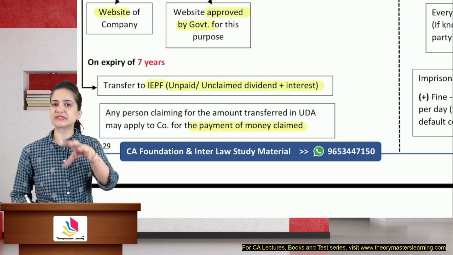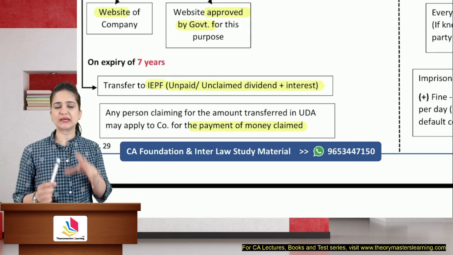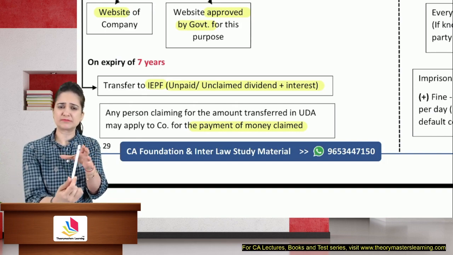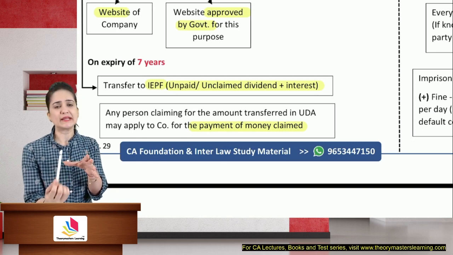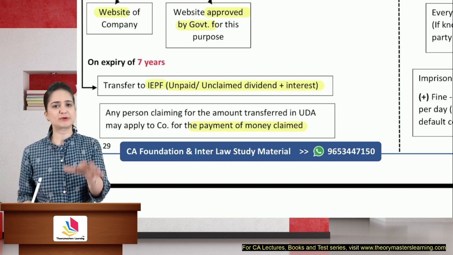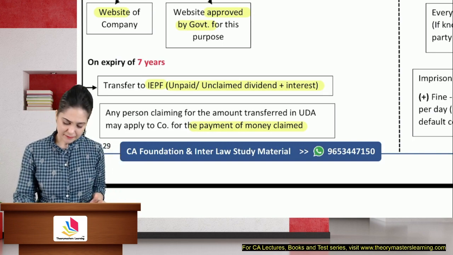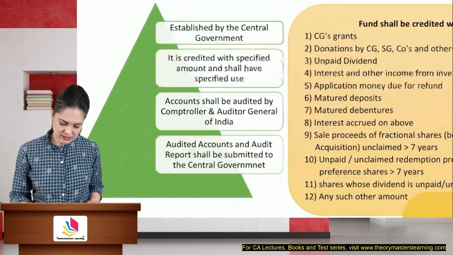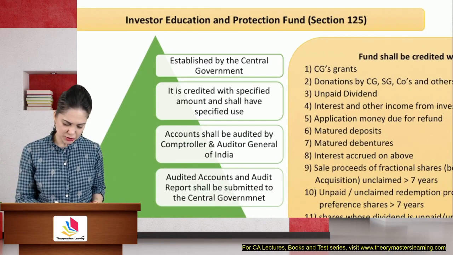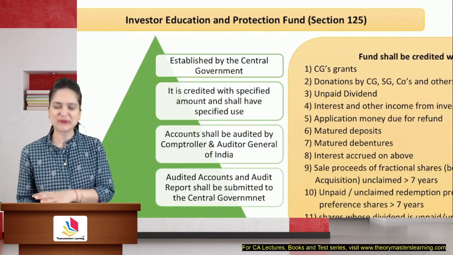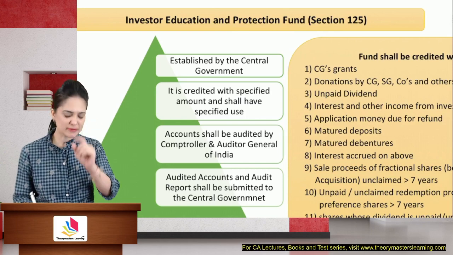From over here, we discussed another important point, that in case you have claimed dividend for any of these years, then in that case your shares will not be transferred, but the dividend which is unclaimed or unpaid for 7 years will be transferred to IEPF. Now, what is the use of Investor Education and Protection Fund? What is credited and how is it to be utilized? It has a very specific use. We will be studying that.